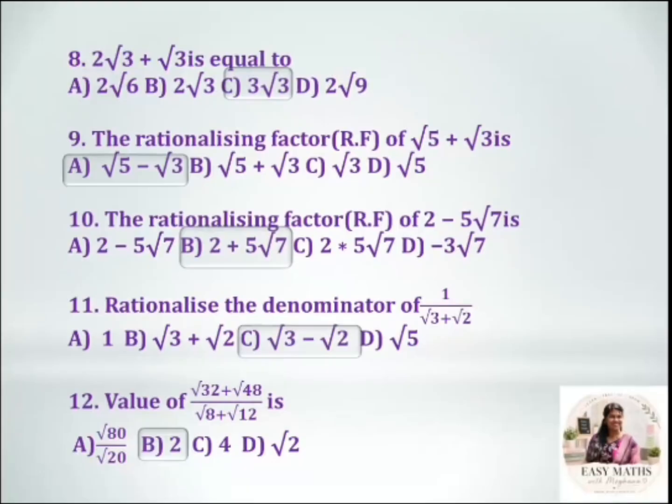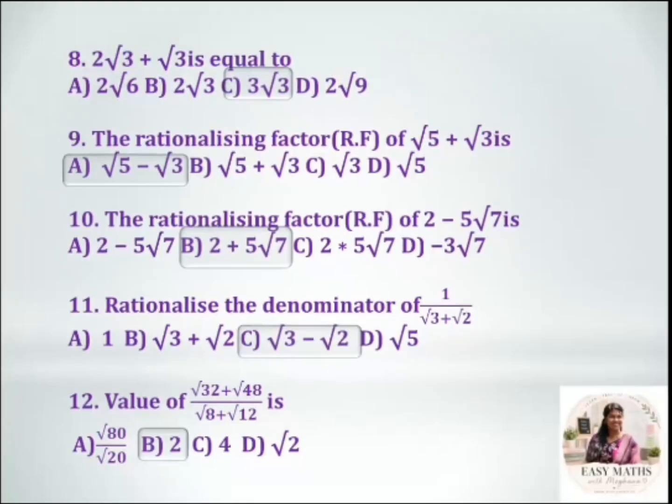Question number 9. The rationalizing factor, or it is also called RF in short form, of root 5 plus root 3 is. Student, always remember, if the number is given positive, take negative as the rationalizing factor. If the number is given negative, take it as positive. So here the rationalizing factor of root 5 plus root 3 is option E, root 5 minus root 3.